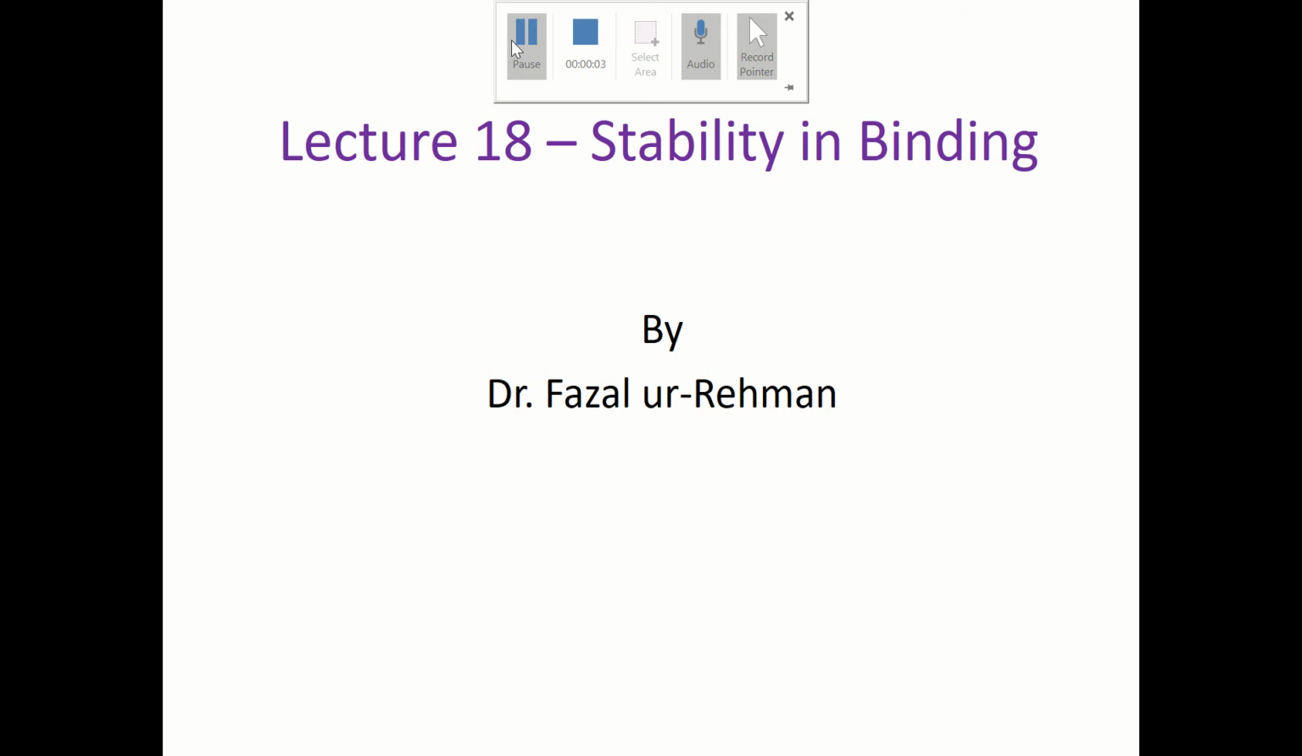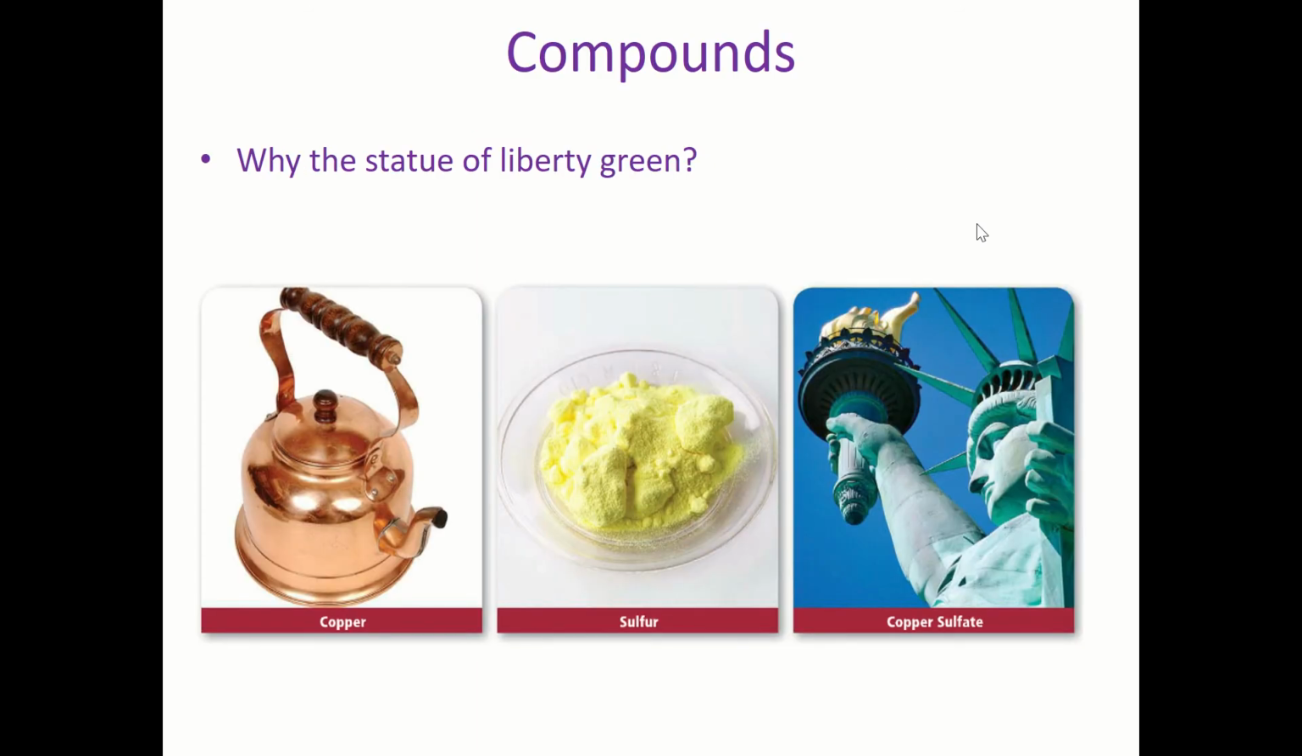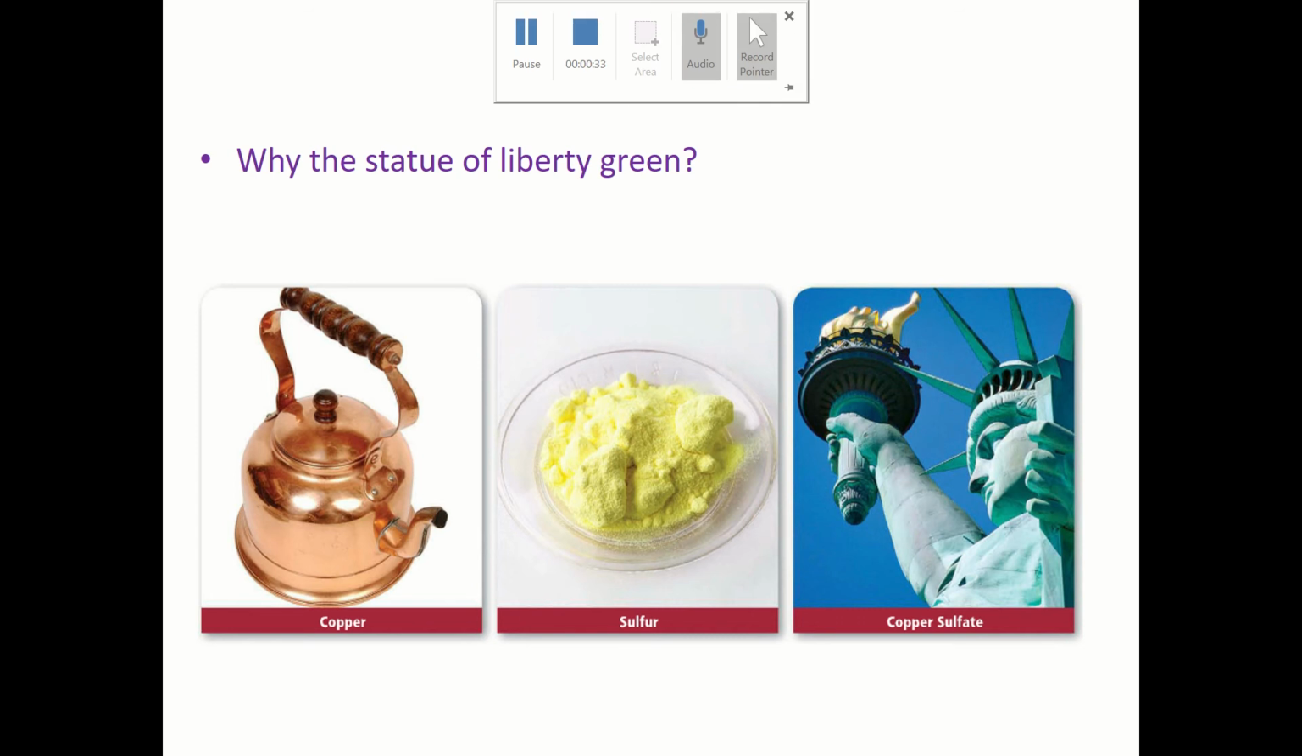Okay, hello everyone, and today we'll start lecture number 18. It's about the stability in binding, and if you remember in the last class, we basically spoke about the periodic table, right? And we said that the periodic table, which was done initially by Mendeleev, we put all elements together in one table, and Mendeleev organized those elements based on three criteria: based on their mass number, based on the physical properties, and on their chemical properties.